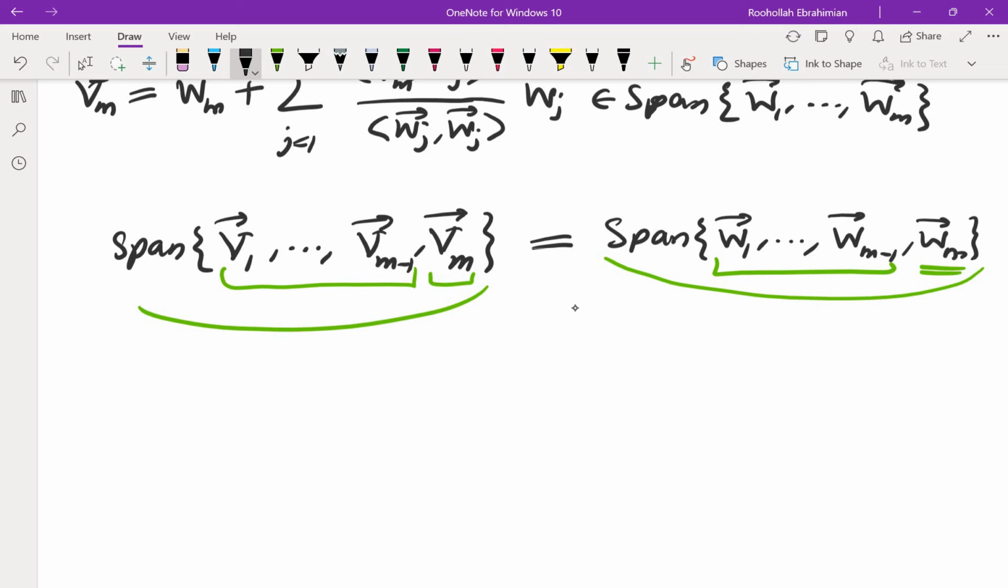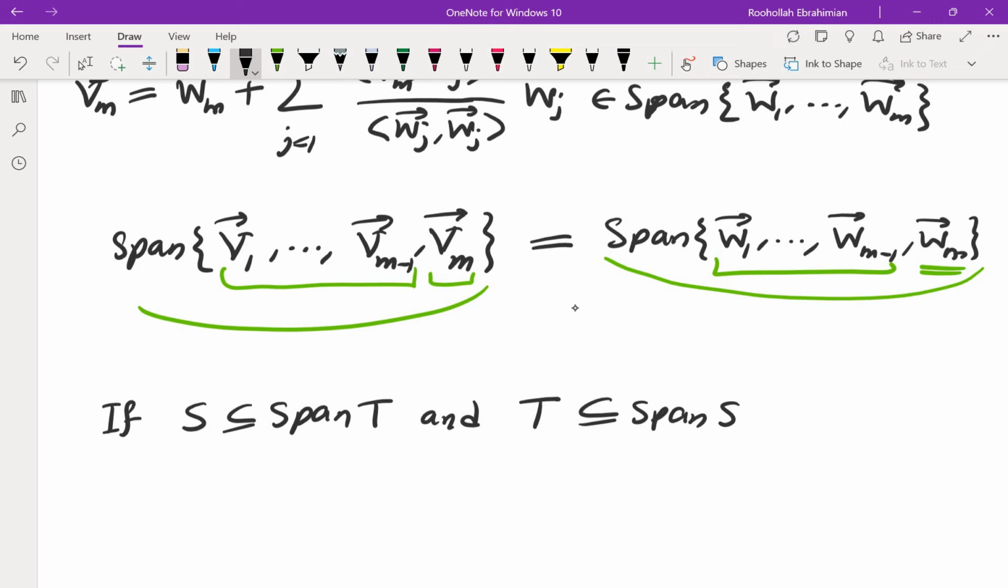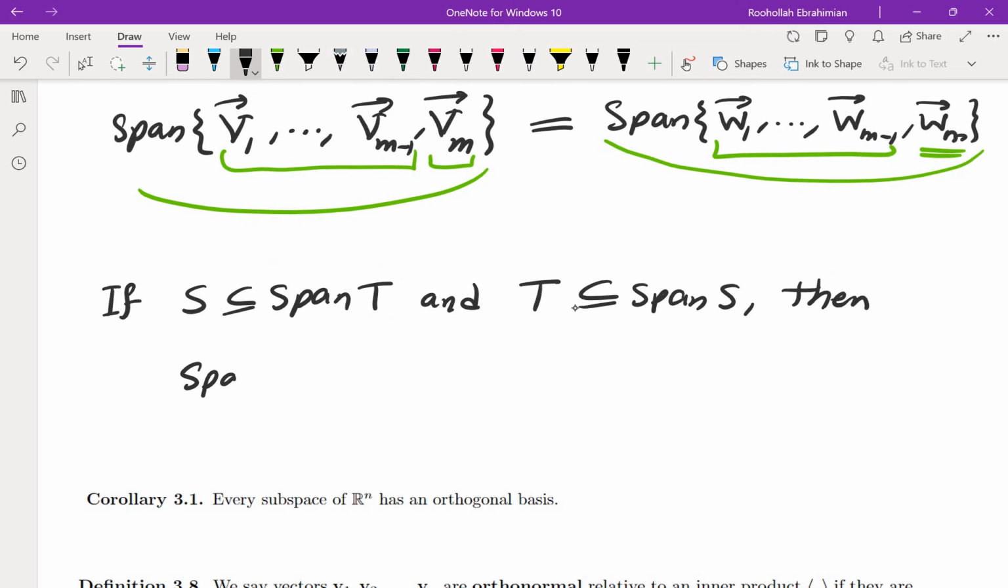This is by one of the examples in the notes, that if S is a subset of span of T and T is a subset of span of S, then the spans must be the same. Span of S and span of T must be the same thing. So this shows that W1 through Wm must be an orthogonal basis for the span of V1 through Vm.